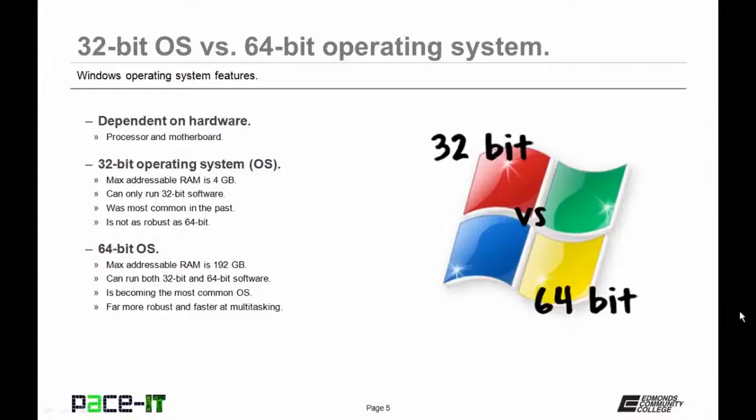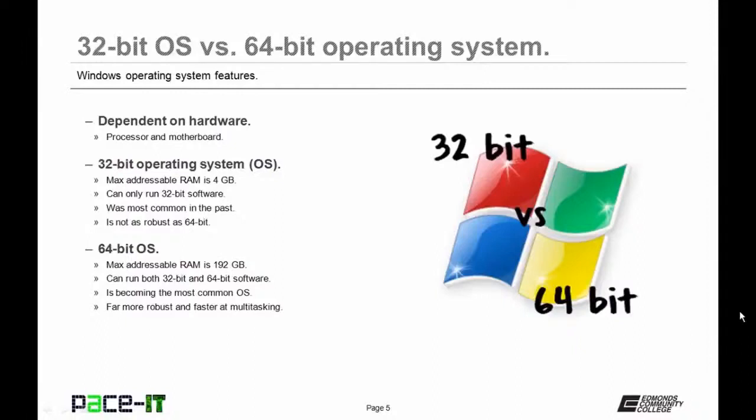Now, with a 32-bit operating system, you can only have a max of 4 gigabytes of RAM. That's all that's addressable. You can only run 32-bit software. 32-bit operating systems were the most common operating system in the past, and it's not quite as robust as 64-bit.